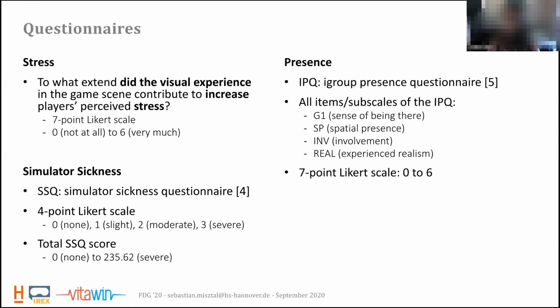To investigate stress, we asked our participants to what extent the visual experience in the game scene contributed to increase their perceived stress on a 7-point Likert scale. To investigate simulator sickness, we let participants respond to the simulator sickness questionnaire on a 4-point Likert scale, and to investigate presence, we let participants respond to the iGroup presence questionnaire with all 4 items: a sense of being there, spatial presence, involvement, and experienced realism.